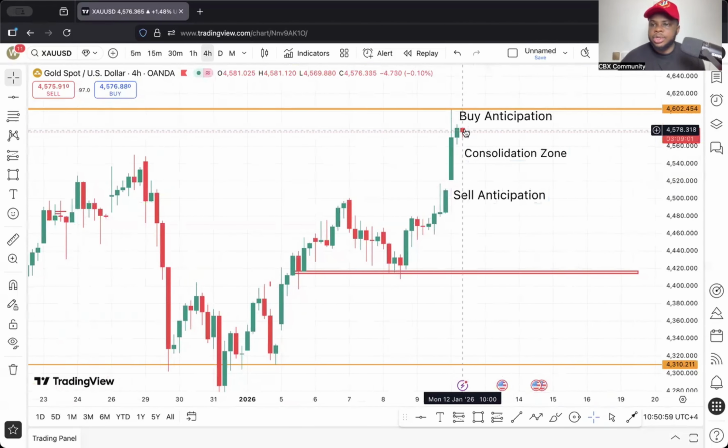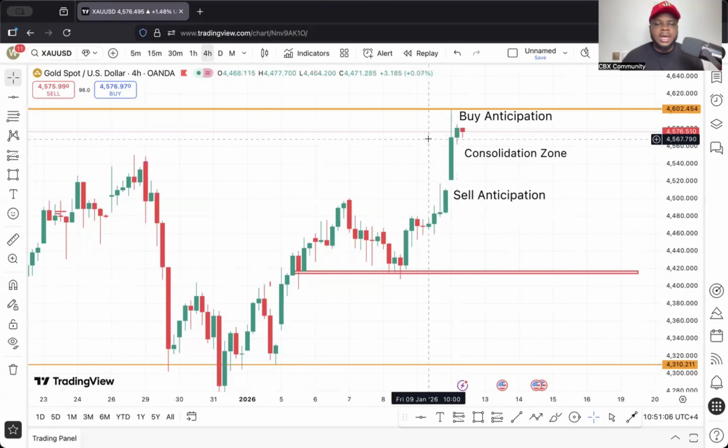So if this candle should close with a bearish candle, that means this zone will be considered as our recent resistance. So for now, we don't need to do anything. Let's go to the H1.